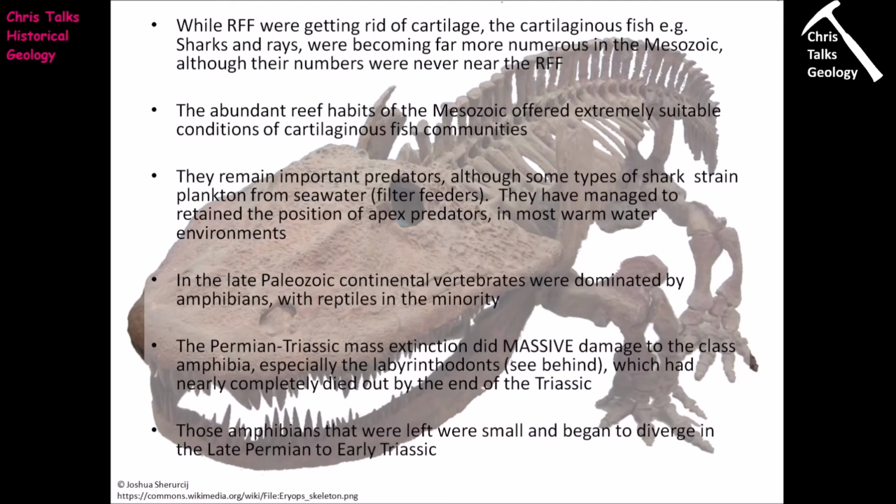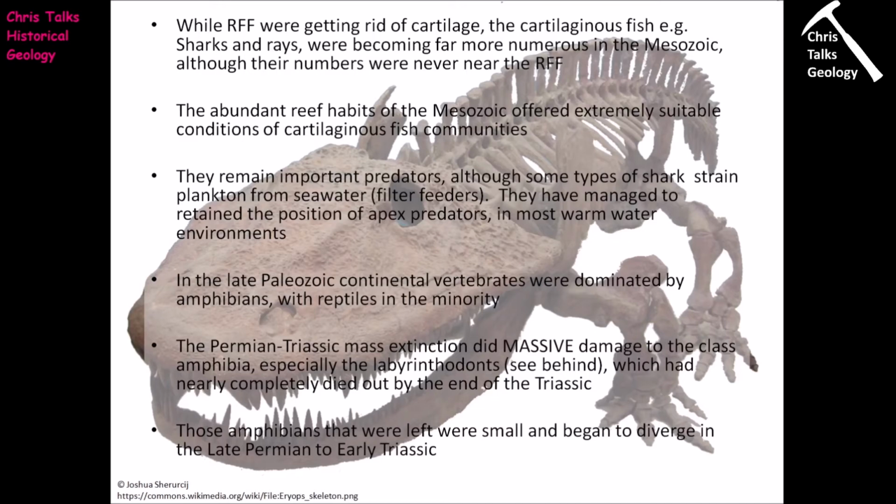Although some types of shark have actually designed to strain plankton from seawater. So you do have a few filter feeding sharks like the basking shark. So in most cases, the cartilaginous fish have actually managed to retain their position as apex marine predators, mostly in warm marine environments. Now, in the late Paleozoic, the continental vertebrates were dominated by the amphibians, with reptiles in the minority, although as we've discussed, the amphibians begin to decrease in abundance as we move from the Carboniferous into the Permian, and the reptiles begin to increase in importance as we move into the Permian.